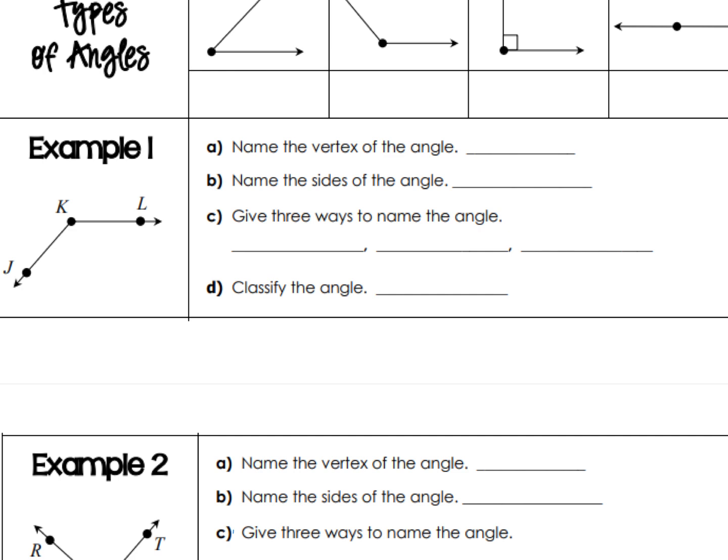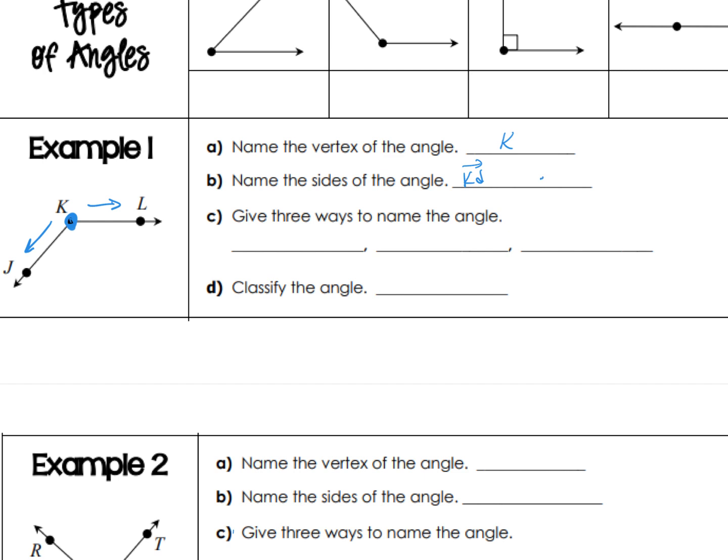All right, so now we're going to look at example 1. So the first question is name the vertex. So the vertex is the corner. So that would be our point K. The sides again are the rays. So J is not a side, but KJ is a side. And then the other side would be KL. So that would be my other side.